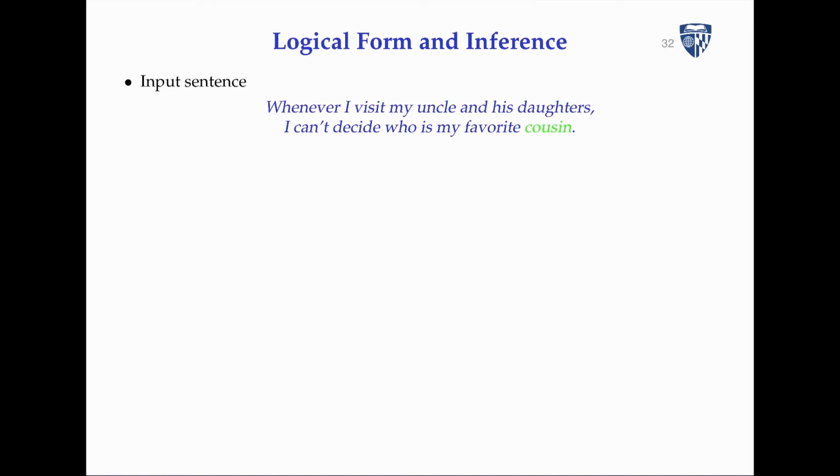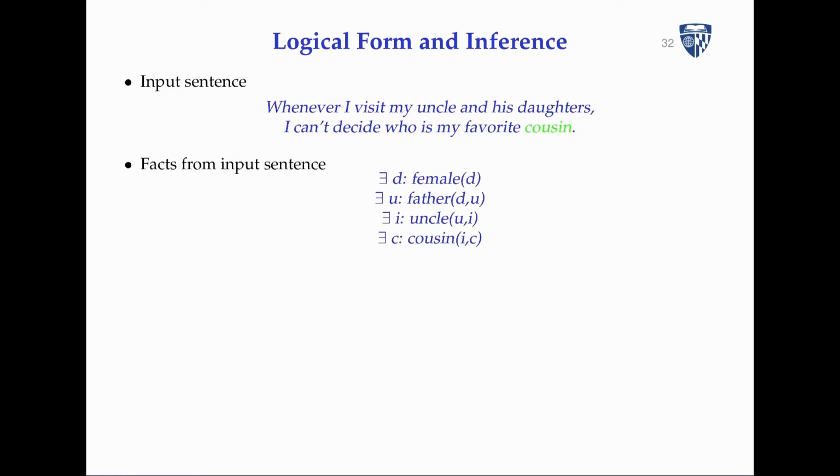So here's an example I had in a very, very early introduction slide. Whenever I visit my uncle and his daughter, I can't decide who's my favorite cousin. So how do you do this with logical form and inference? Now we actually move on to a slightly more sophisticated form of logic. We introduce names for things: this is D, this is U, this is C, and then this is I. So this is introducing nice proper formal labels for the nouns in the sentence.